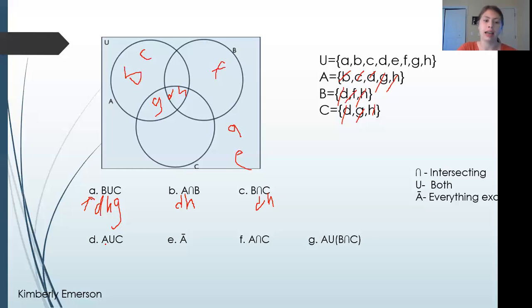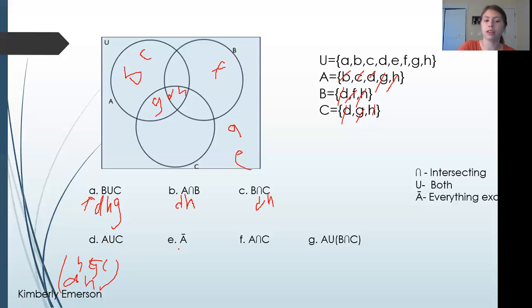So we have A union C, which is A and C. So let's go ahead and label what's in A. So we have B, we have C. Now let's look at we have G, D, H, and then that's what's in A and C.